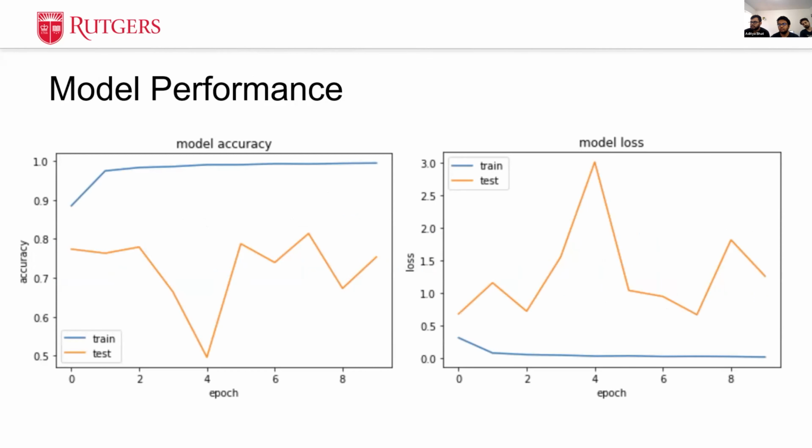These are the model performance graphs. On the left, we have the model accuracy. As we can see, the training accuracy is consistently increasing, and as for validation accuracy, except for epoch number 4, it is quite consistent at around 75 to 80%.